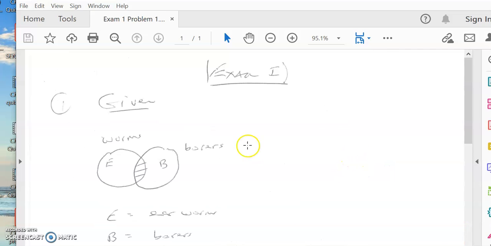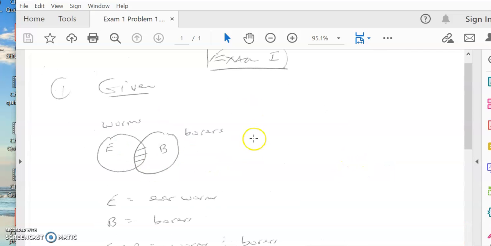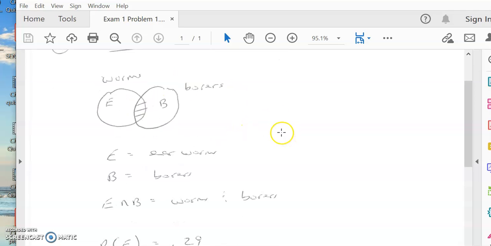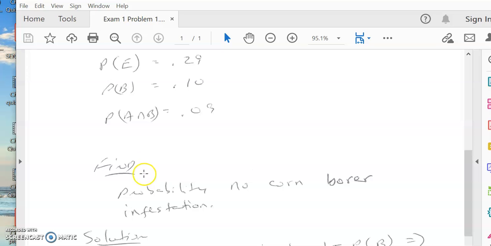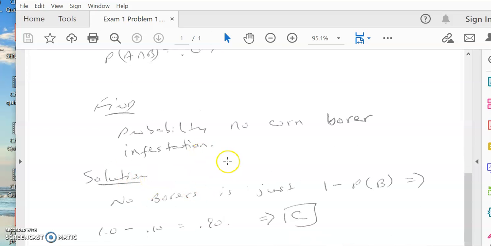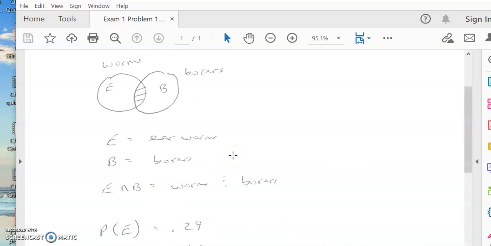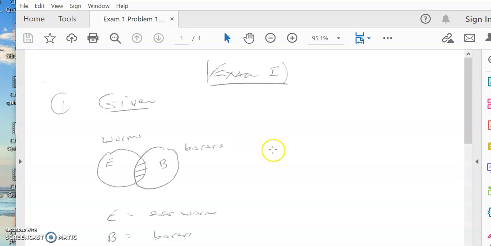Okay, so here's my solution. I follow the same format almost every time. First thing I do is write down what is given, then I write down what I'm supposed to find, and then I write down a solution. I find this is very helpful because if I have no idea how to approach the problem, at least I can make an outline of it.